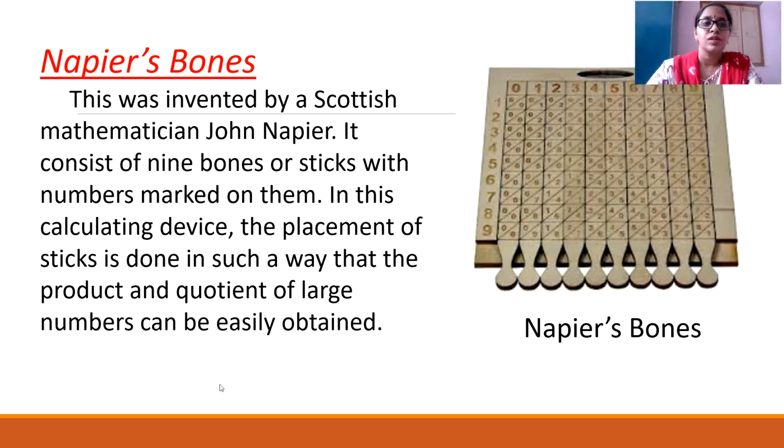Napier bones. This was invented by Scottish mathematician John Napier. It consists of 9 bones or sticks with numbers marked on them. In this calculating device, the placement of sticks is done in such a way that the product and quotient of large numbers can be easily obtained.